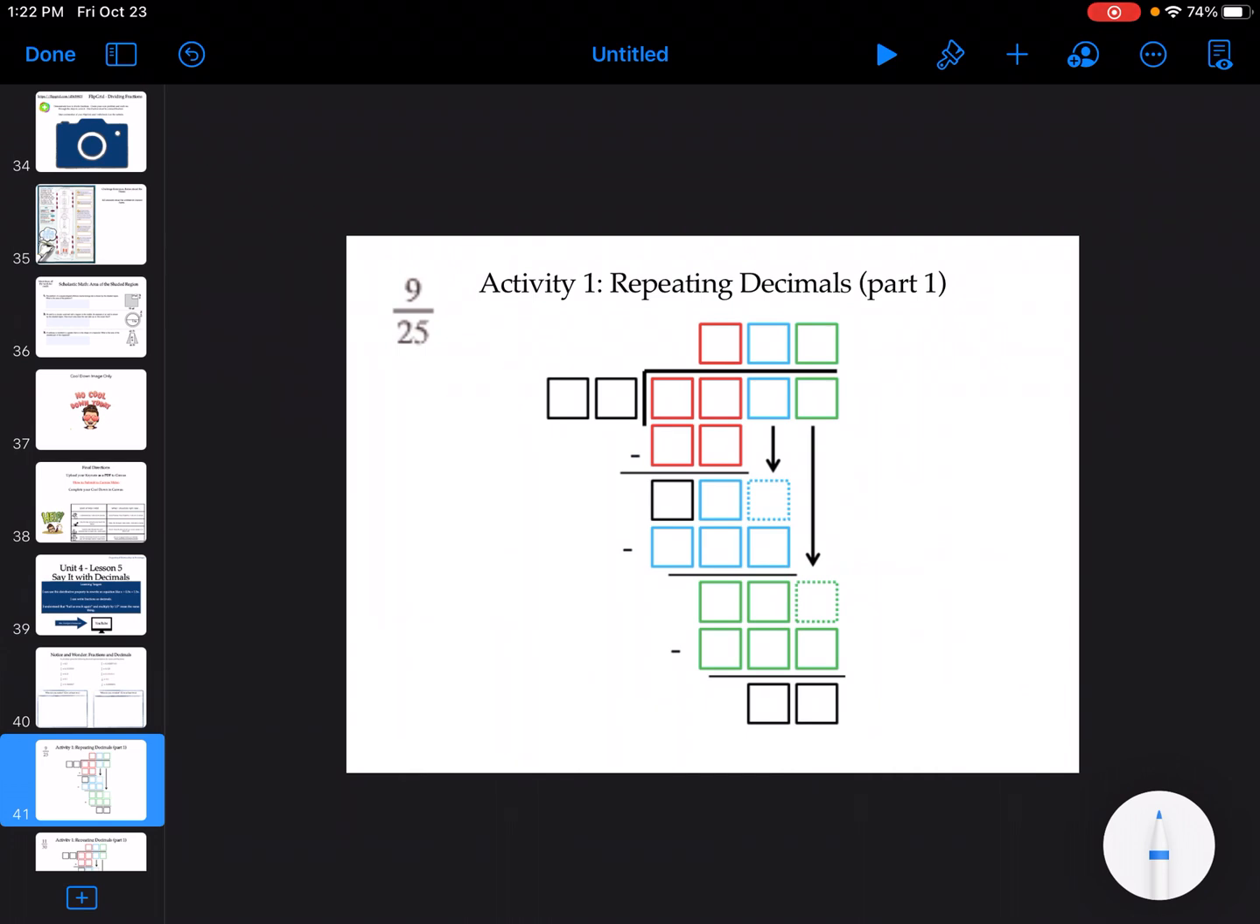All right, so we did these last year. We used the same template, so that's why I wanted to use it again. If you didn't use it with Miss Steele, that's totally fine. I'm just going to show you how to use it right now. So this says right here, 9 divided by 25. So I'm going to have to add my decimal point, and I'm going to add my zeros.